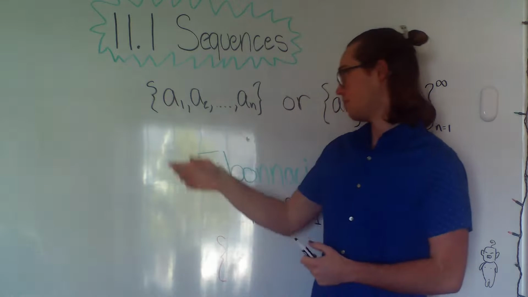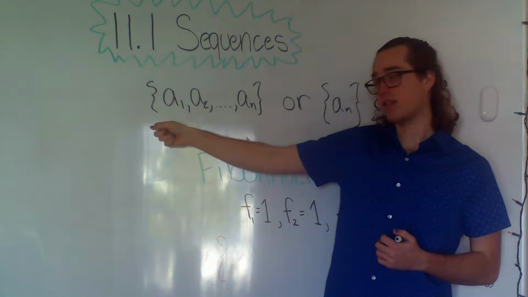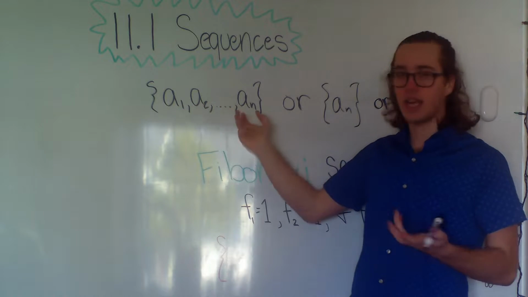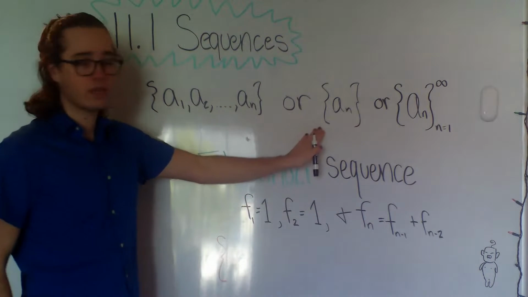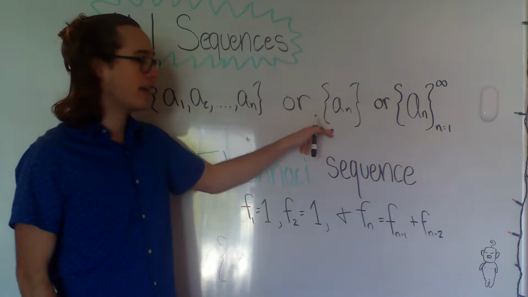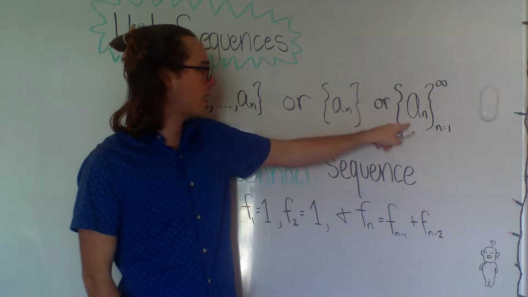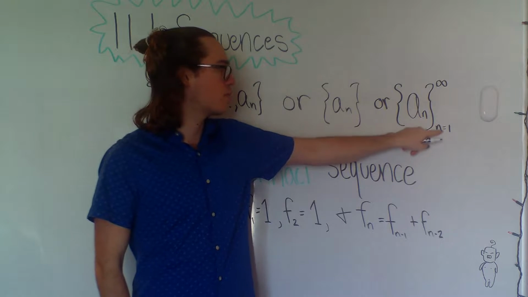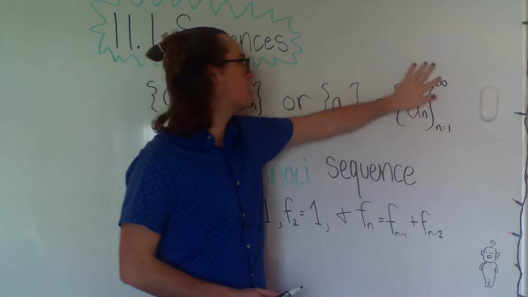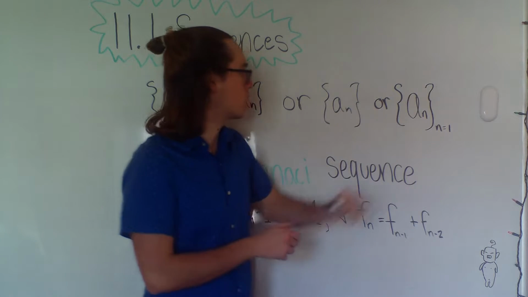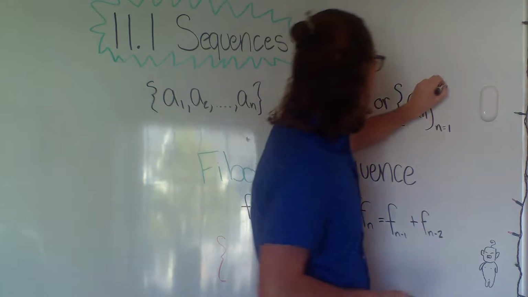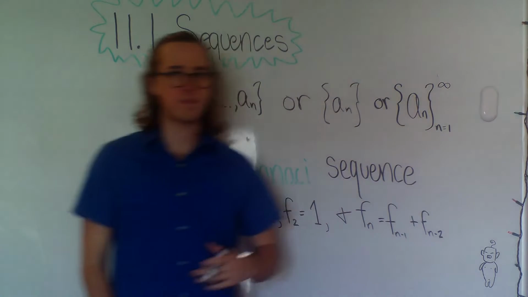So we can denote them with curly parentheses: a1, a2, dot, dot, dot, an, or we can just put the curly parentheses around an, or write it with the parentheses from n equals 1 to infinity. Or if your sequence is only 20 terms long, then it's from 1 to 20. But typically, we have infinite sequences.